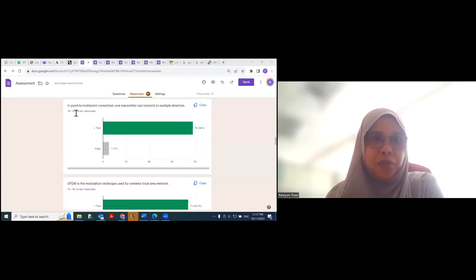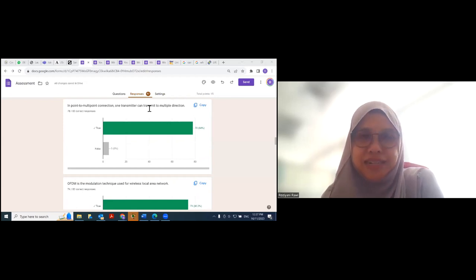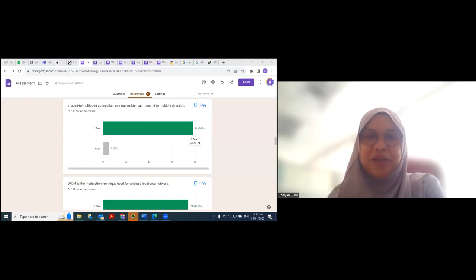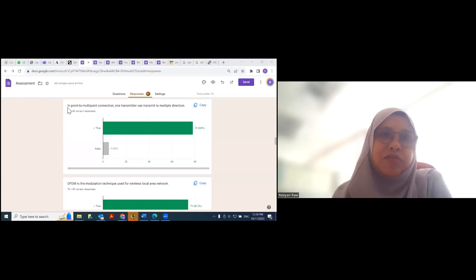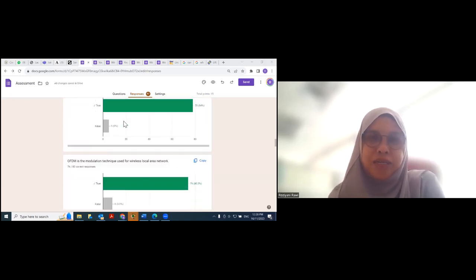In a point-to-point connection, one transmitter can transmit in multiple directions. Dr. Miftadi emphasized this many times during his lecture just now, so hopefully everyone got the point. Point-to-multipoint is a dedicated connection from one source to multiple sources. It is applied, for example, when we have one base station connecting to multiple base stations. That is the application of point-to-multipoint connection.